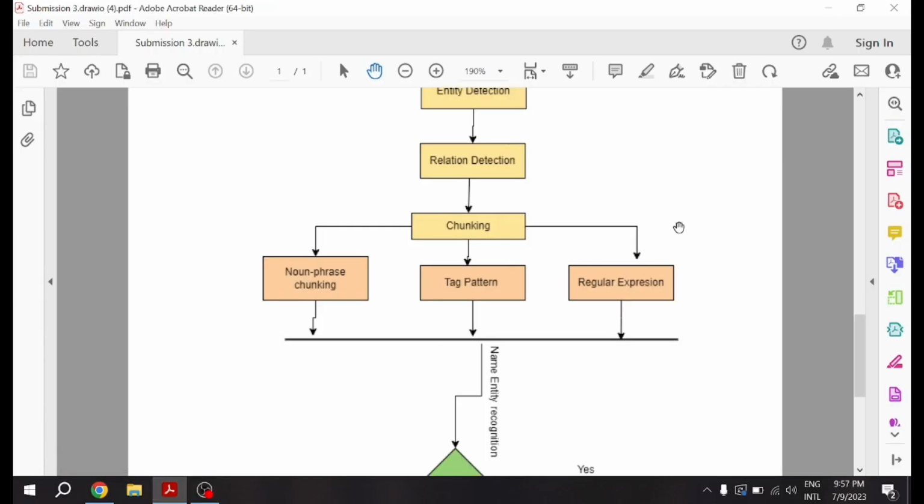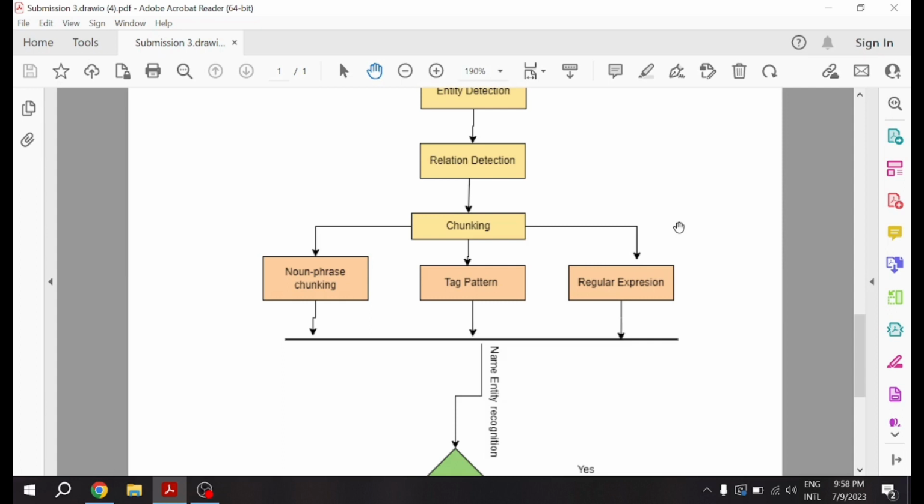Hello everyone, Assalamu alaikum. I am Samiha Jubaida Alam from the CSE department. I will be discussing the rest of the part of our topic, extracting information from text. After relation detection, we will be using chunking. Chunking is also known as shallow parsing. It is a natural language processing technique used to extract meaningful information from sentences by grouping words into chunks based on their syntactic structure. Chunking typically involves identifying and extracting noun phrases, verb phrases, prepositional phrases, and other grammatical units.